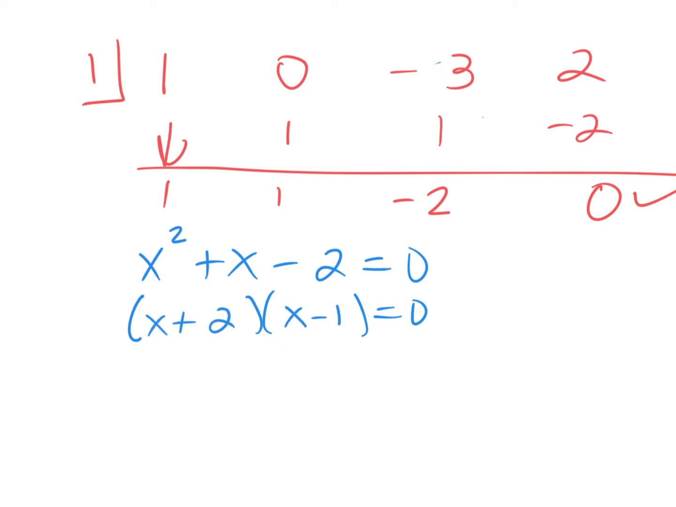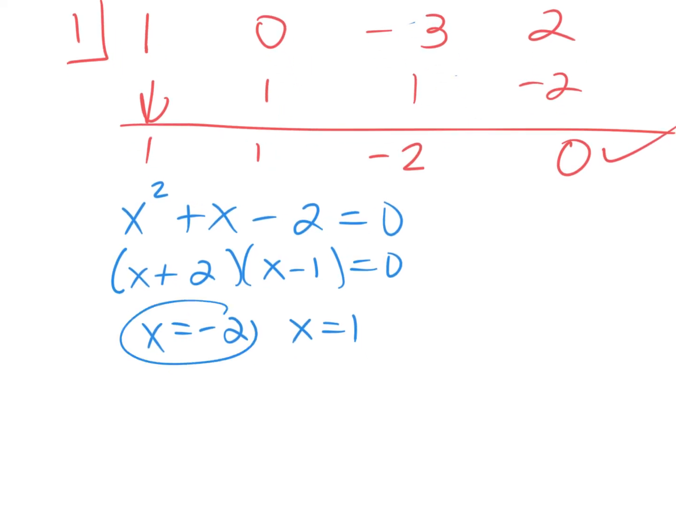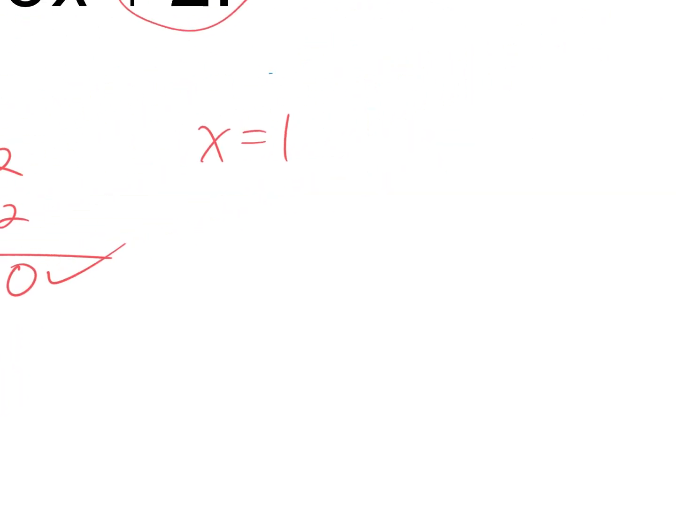At that point, if you couldn't factor it, what formula would you have to use? The quadratic. Why can we use the quadratic? Because it's x squared. So your answer here is x equals negative 2 and x equals 1. How many answers did you say you were going to have at the beginning? 3. How many do we have? 3.